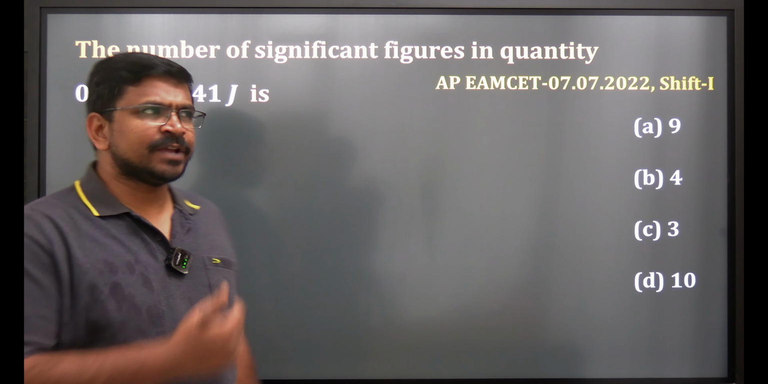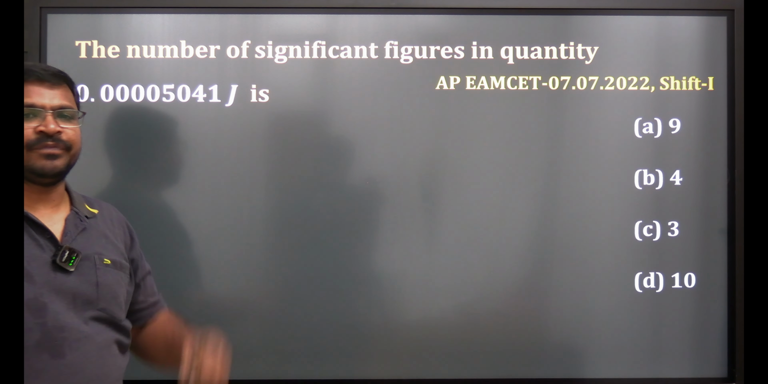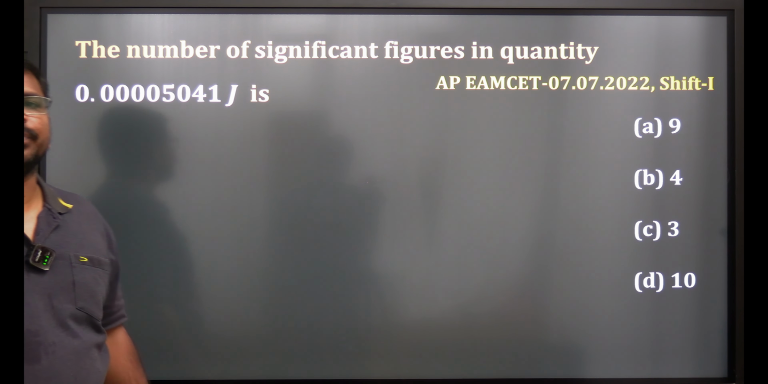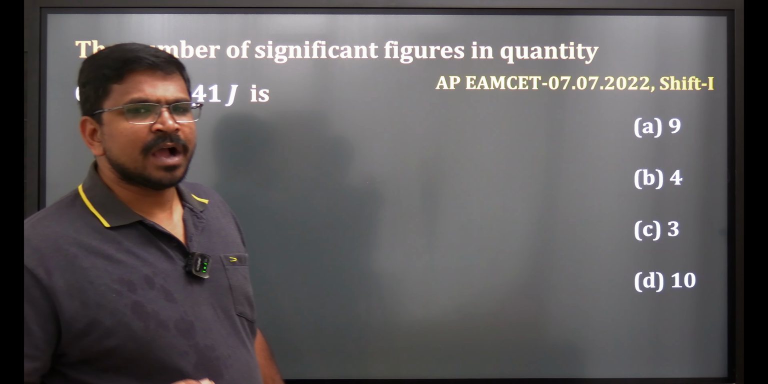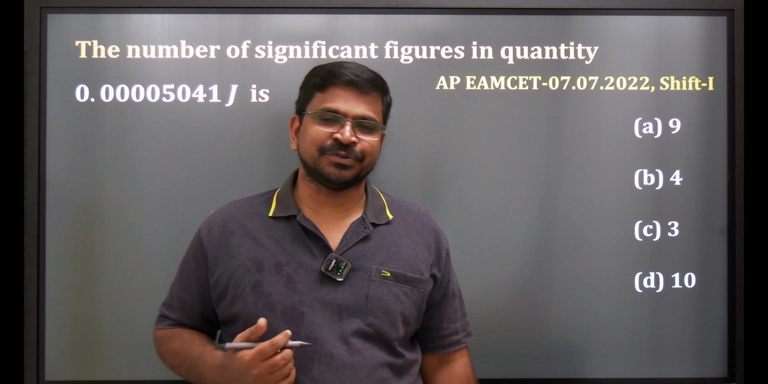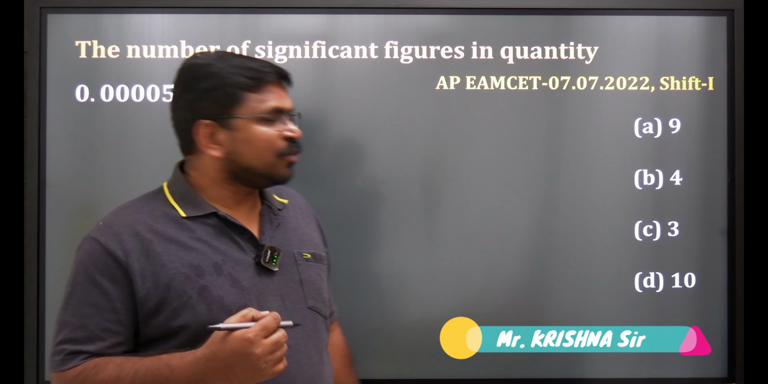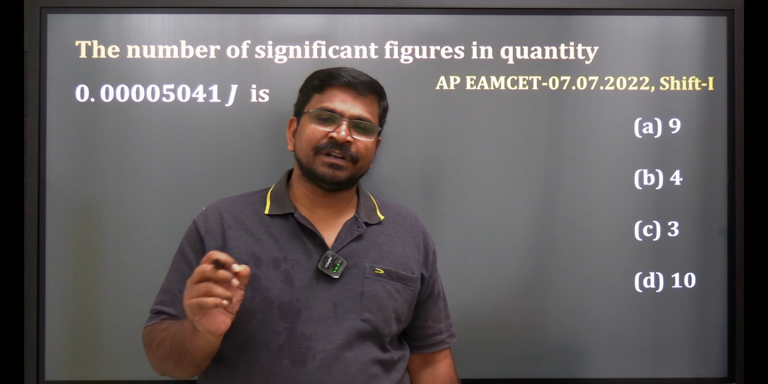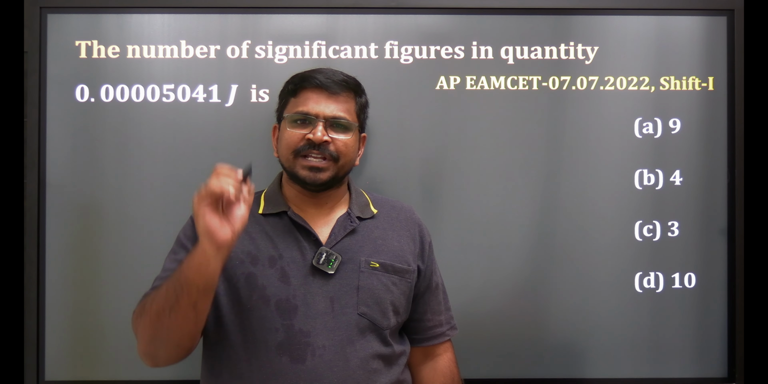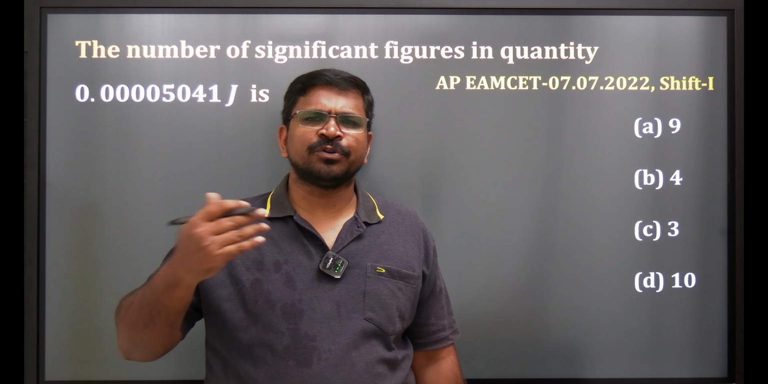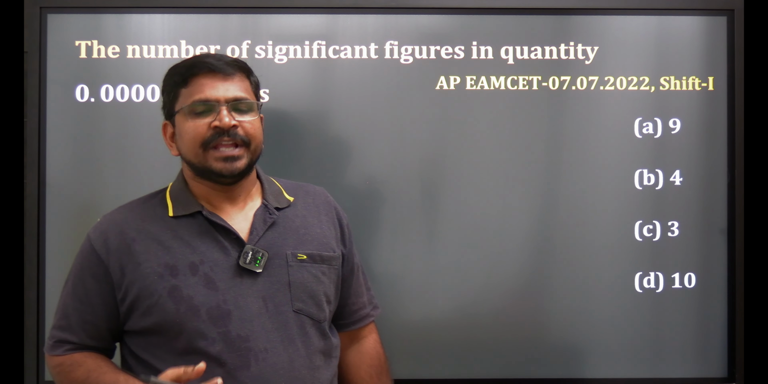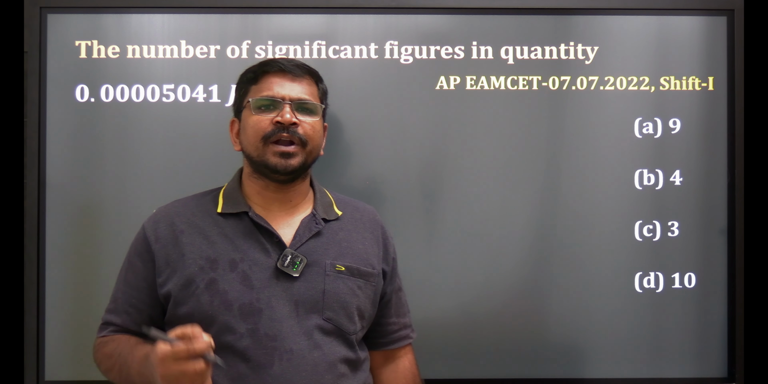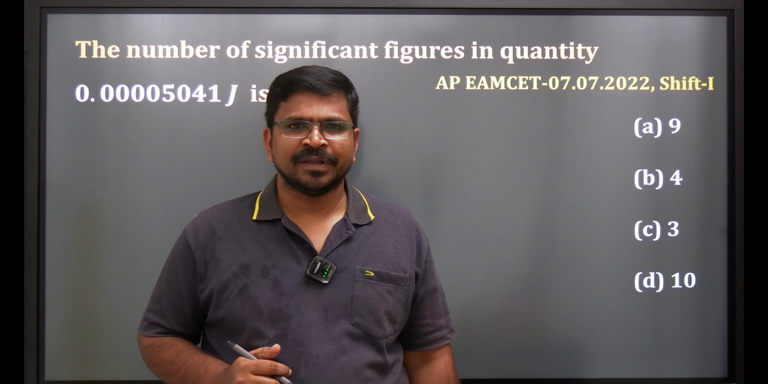See here the question: the number of significant figures in the quantity 0.00005041 joules. How many significant figures are there? Before going into detail, let me give you a review of NCERT as well as state board. To estimate the number of significant figures, there are certain rules, 8 rules in all. If you follow each and every one of those 8 rules and apply them here, it will take 2.5 to 3 minutes for you to solve.